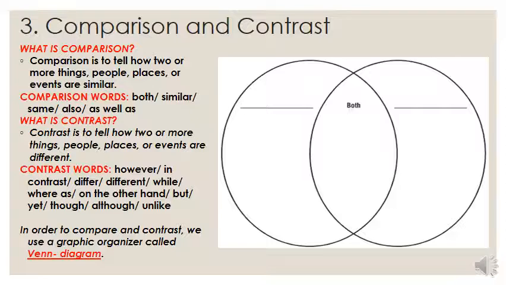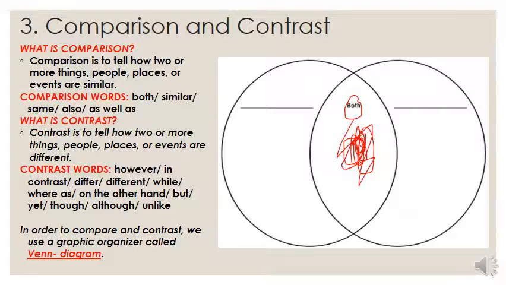Now, in order to compare and contrast, we use a certain graphic organizer. I want you to look at this graphic organizer here. This graphic organizer is called a Venn diagram. In this graphic organizer, you fill in the similarities and the differences. Here, where I marked it in red, you fill in the similarities, both, as you can see. So what's similar between the two things, places, people, or events you are comparing and contrasting.